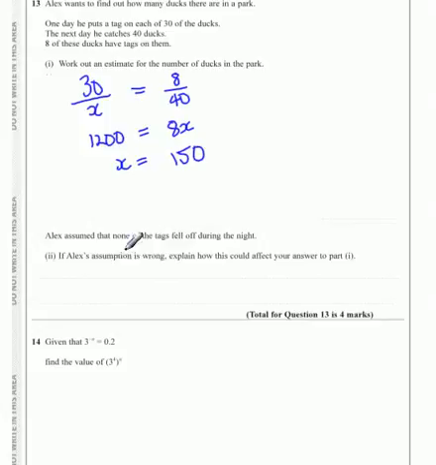For part B, he's assumed that none of the tags fell off during the night. If he is wrong, that means his estimate here is going to be an underestimate. So he will have underestimated.